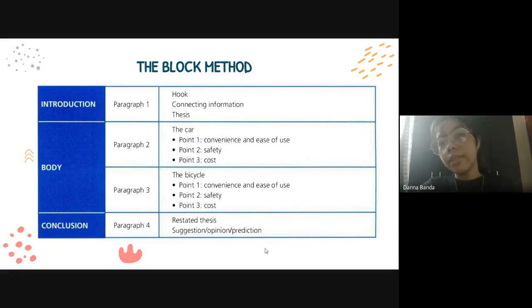Now a restated thesis about differences and similarities would be: in short, when examining cars and bicycles, there are some differences as well as a variety of similarities. Now, next one, please.